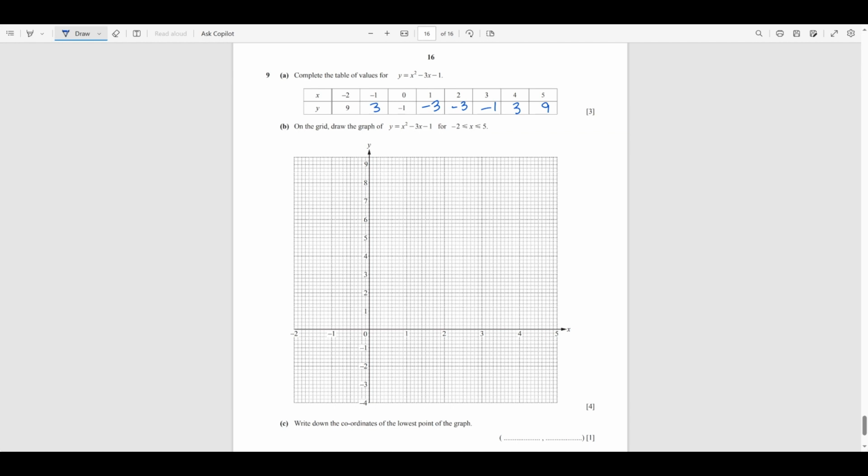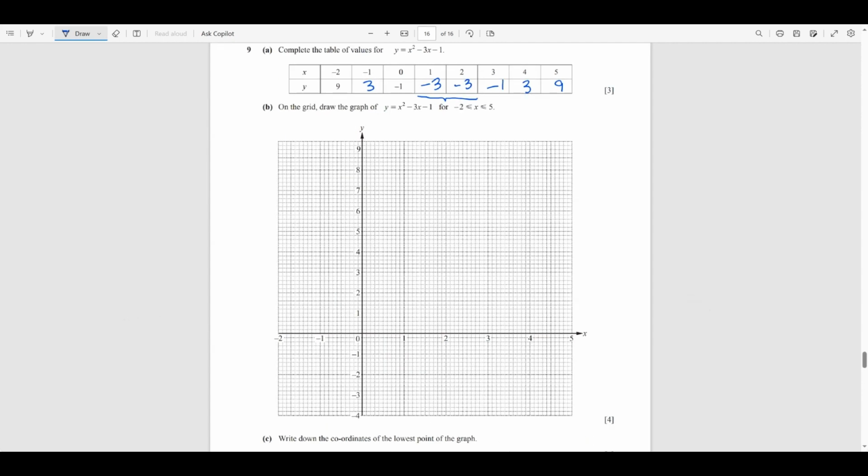Okay, so the table is complete. And then these two numbers are really important. I'll show you how, you will need more numbers in between them. All right, so for B, we need to draw the graph. I'm just going to zoom it out a bit.